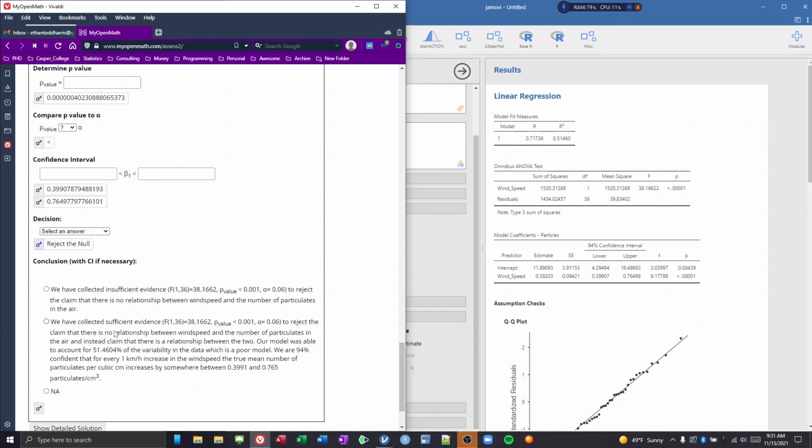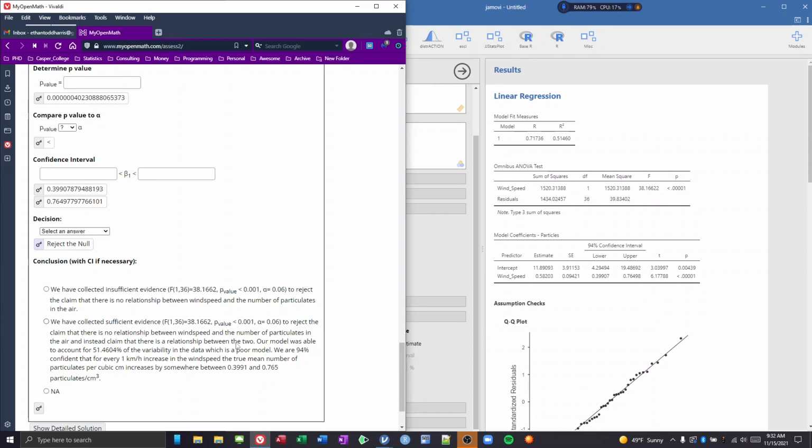So let's look at this conclusion. It says that we have collected sufficient evidence and says F(1, 36). How do we get that? If we come back over here, we have this F statistic, with 1 degree of freedom and 36 degrees of freedom. That's where those come from. F(1, 36), and we then put in our F statistic, report our p-value and report our alpha. To reject the claim that there is no relationship between the wind speed and the number of particulates in the air, and instead claim that there is a relationship between the two. So we rejected our null hypothesis, and we are claiming the alternative.